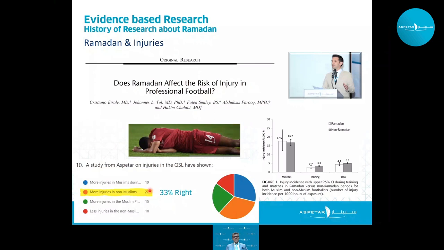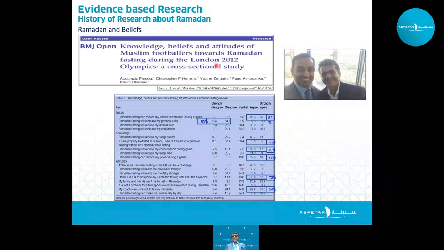So the next study is from 2016 about the Olympic Games of 2012. Abdulaziz Farooq, our colleague, did the survey, and we published these results, and they show that in 54 elite football players that were about to play the Olympic Games in football, I will not enter into the details, but they had a negative attitude about their performance while fasting. So this is without having objective data, already they had a negative attitude, which is very, very important to take into consideration.